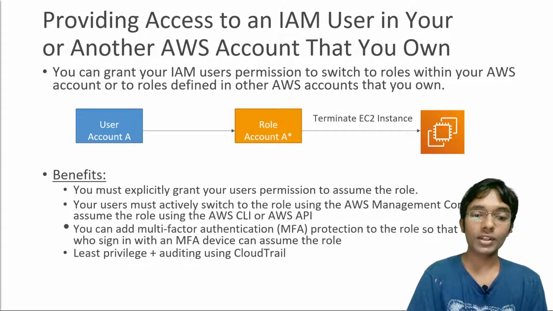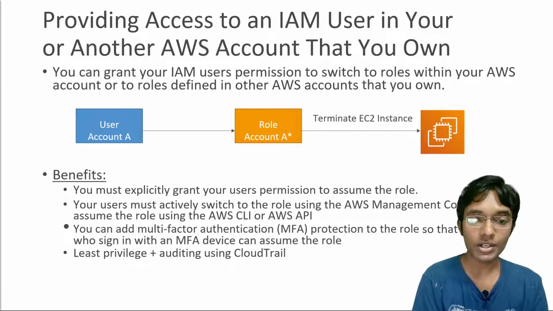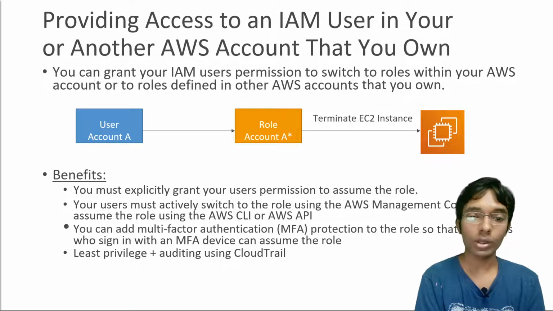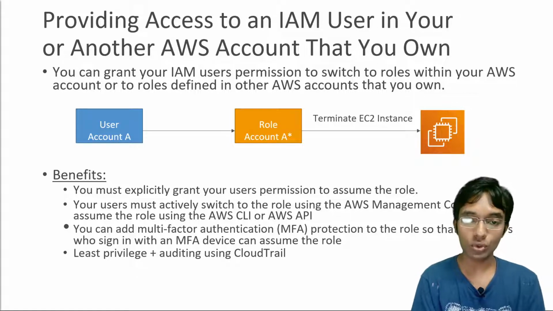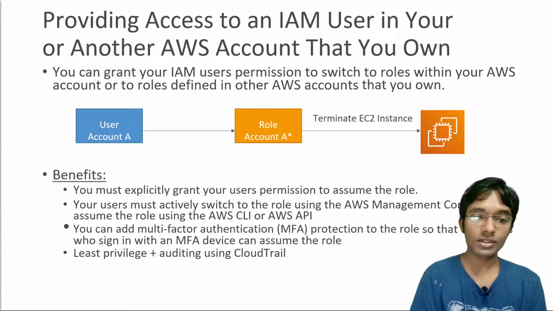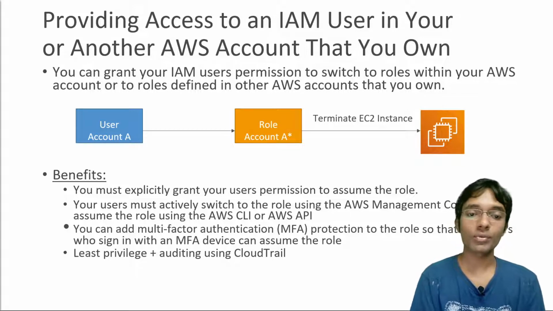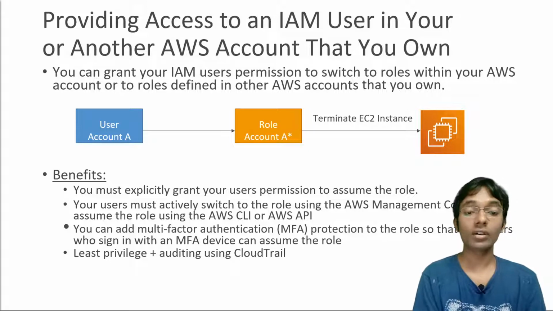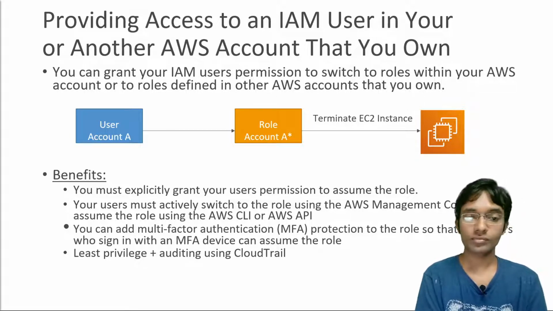Okay, so here is a little deep dive on providing access to an IAM user in your account or another AWS account that you own. So this is within your circle of trust. In which case we can, for example, create a role in account A, or it could be another account that you own, to terminate EC2 instances.